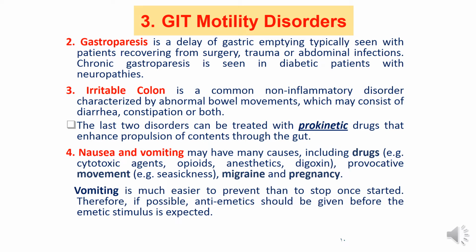The fourth GIT motility disorder is nausea and vomiting. It could be due to several causes like drugs, such as cytotoxic drugs, opioids, anesthetics, and digoxin, or due to movements like seasickness, or due to migraine and pregnancy. Vomiting is much easier to prevent than to stop once started. Therefore, antiemetics should be used before the emetic stimulus is expected.